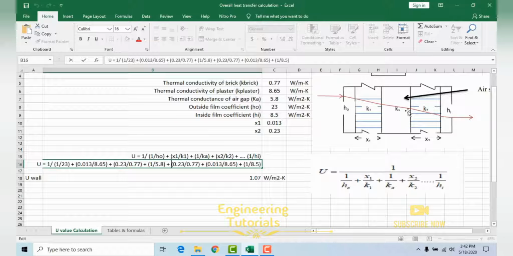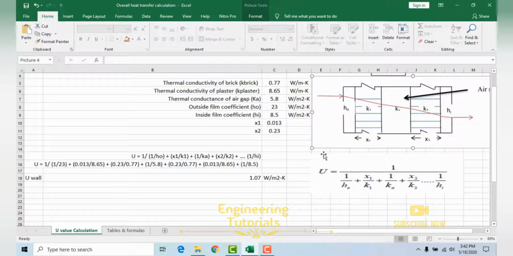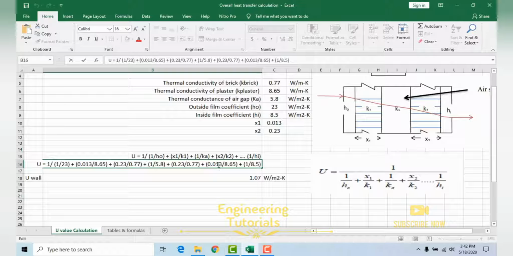And then we have this again: a brick over here, then sand, cement, plaster, and then the inside film coefficient. So brick first, 230 mm. 230 mm divided by 1000 is equal to 0.23 meters, the thickness, divided by the thermal conductance of the brick, which is 0.77, plus then after the brick we have this cement over here, and the cement thickness is 0.013 meter, divided by the thermal conductance of the plaster, 8.65, plus 1 divided by Hi.